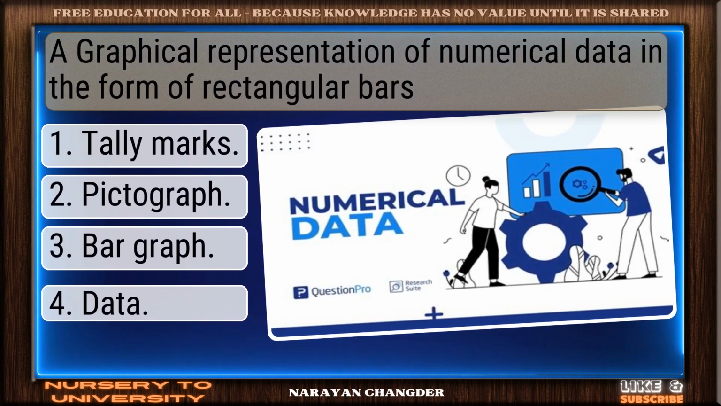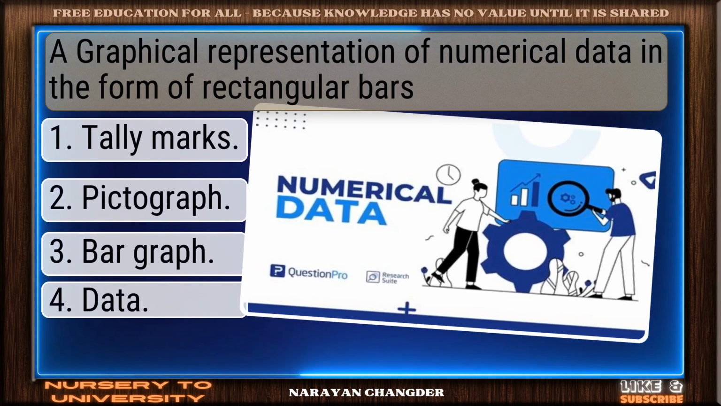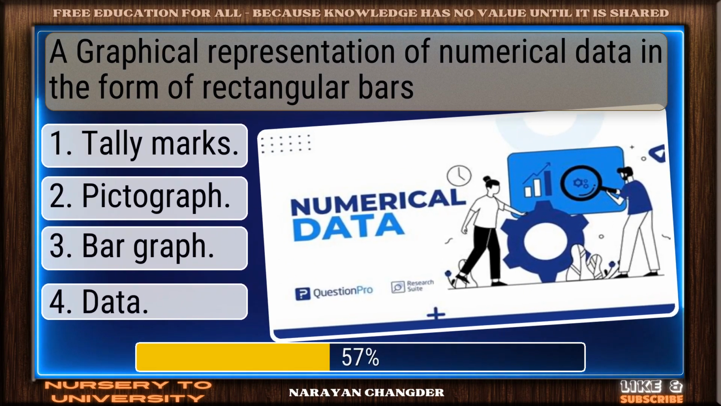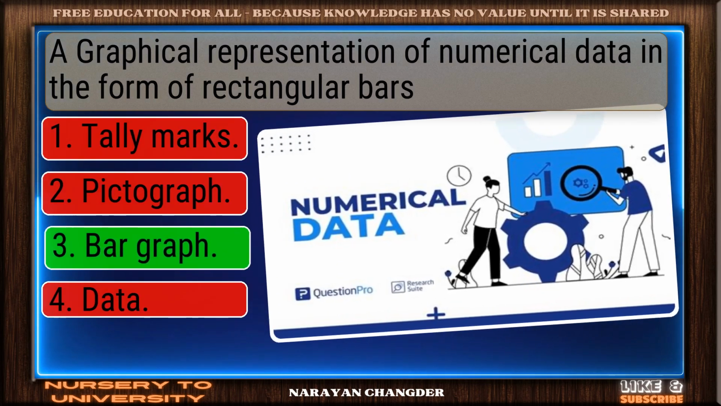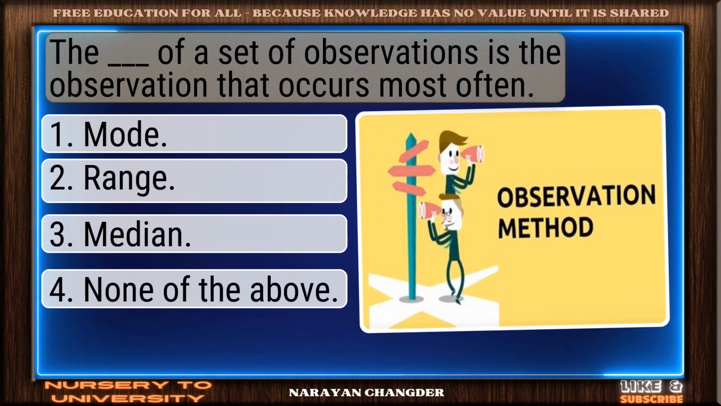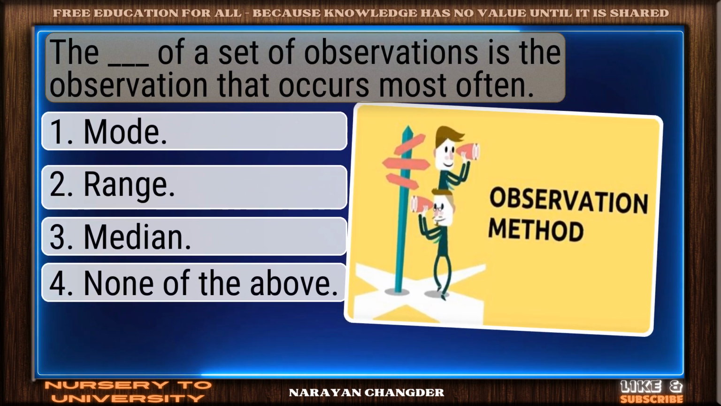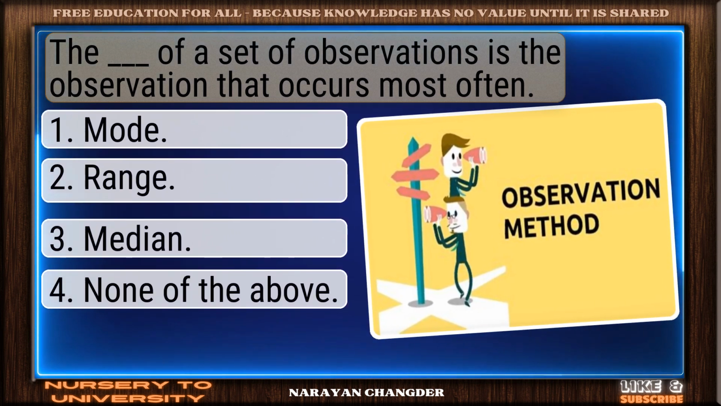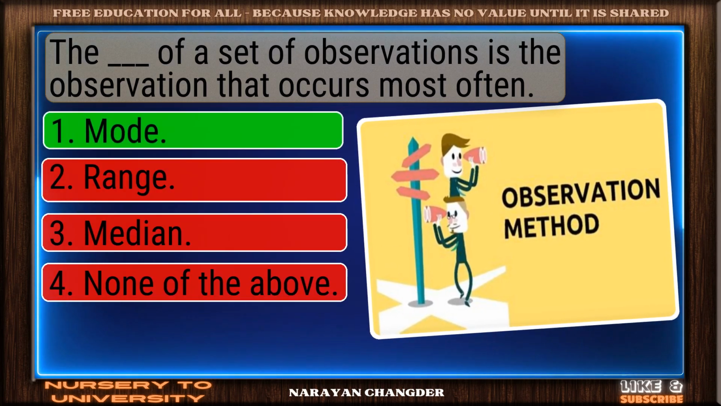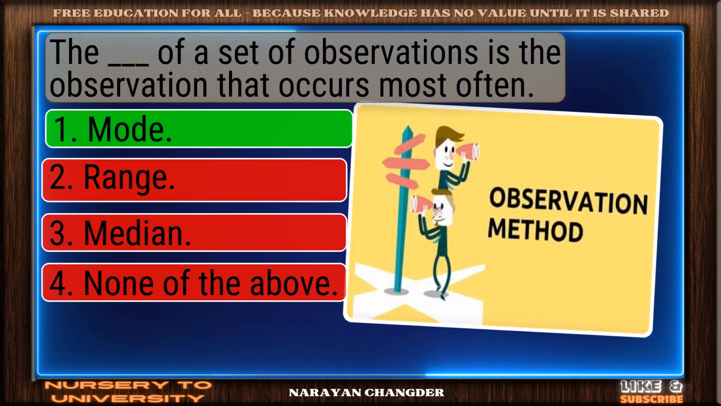Question number 56. A graphical representation of numerical data in the form of rectangular bars. Valid point, bar graph is true. Question number 57. The dash of a set of observations is the observation that occurs most often. Well reasoned. Mode is the correct choice.